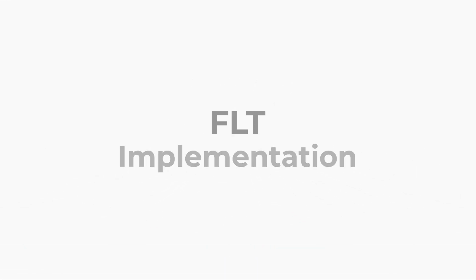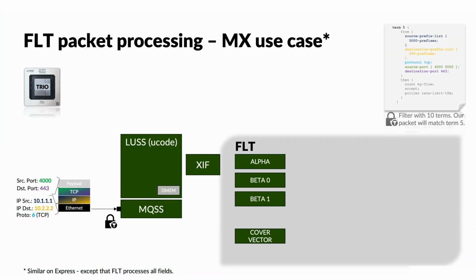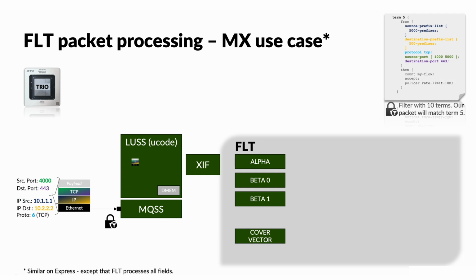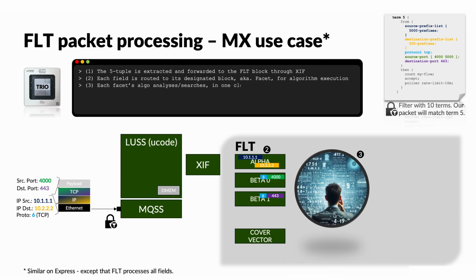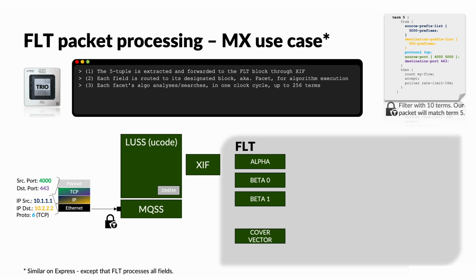So let's illustrate how FLT works on Trio. We are injecting traffic, and the packets are expected to match term 5 of our firewall filter. This is shown at the top right. When a packet is received, the microcode extracts the 5-tuple from the packet and dispatches the fields to the corresponding FLT blocks for processing. This is where our secret sauce kicks in. Each functional block of the FLT processes up to 256 terms in parallel in one single clock cycle.